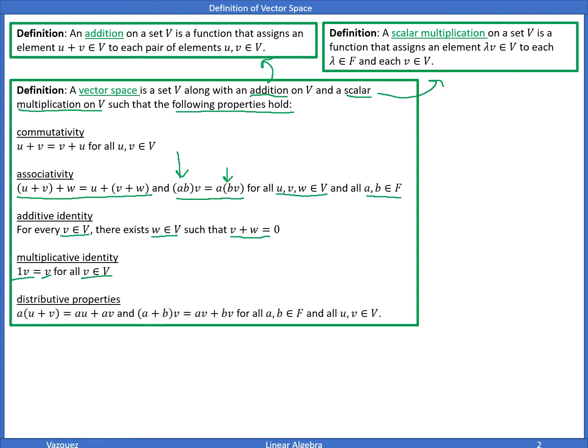And finally, our last one is our distributive property. Now, before you even read those two, to not get confused, note first that a, b are in F. So they're real or complex numbers, and u, v are vectors. Here we're distributing an element of the field F, which gives us this. Over here, we're distributing a vector, which gives us this. So just be careful with that. Make sure to note that. But if these properties hold, then we have a vector space.